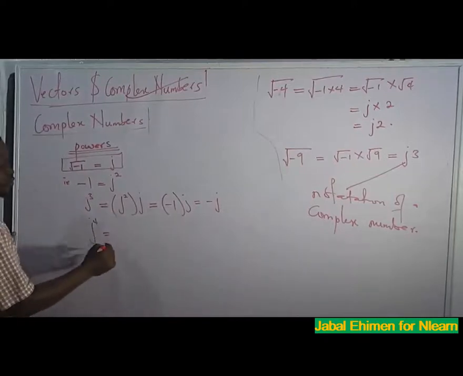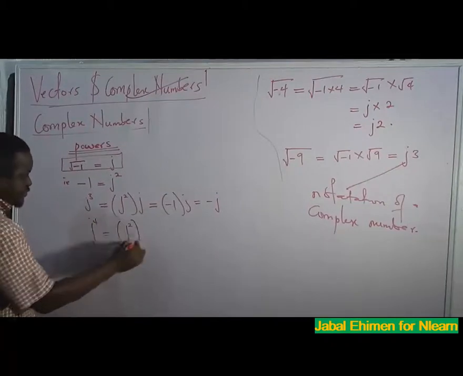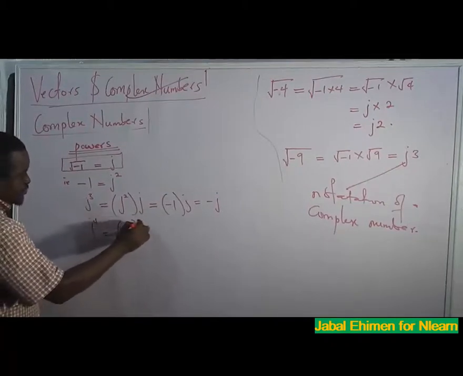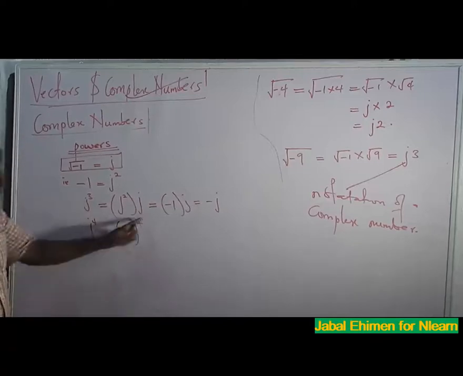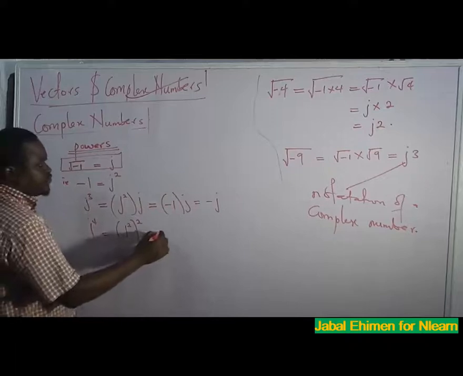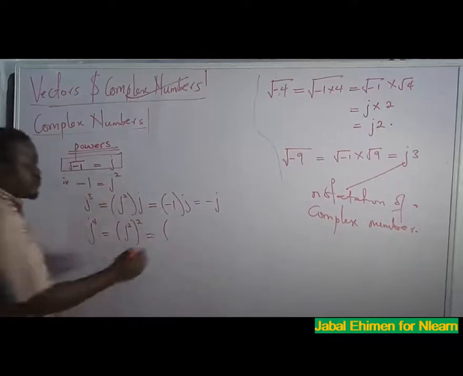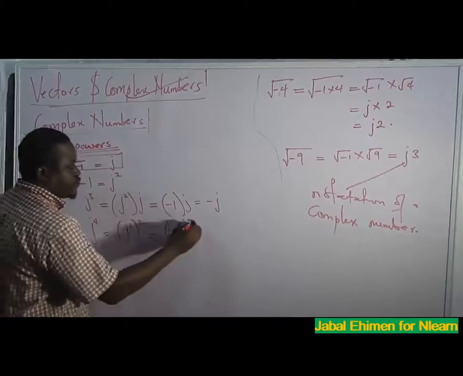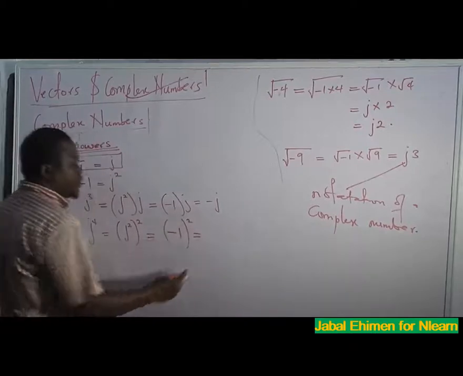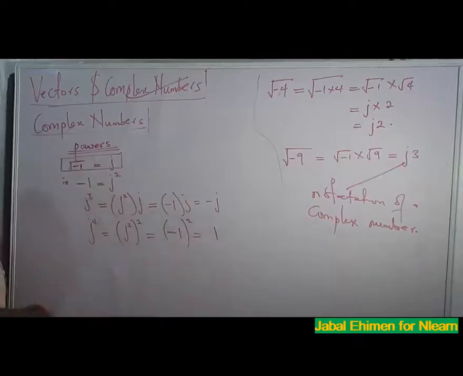J to the power 4 is j squared, squared, because 2 times 2 will give us 4. So j squared is minus 1, so you have minus 1 squared. And minus 1 times minus 1 will be 1. I'm done with j to the power 4. So let's try j to the power 5.